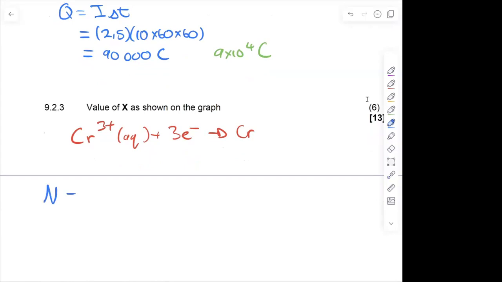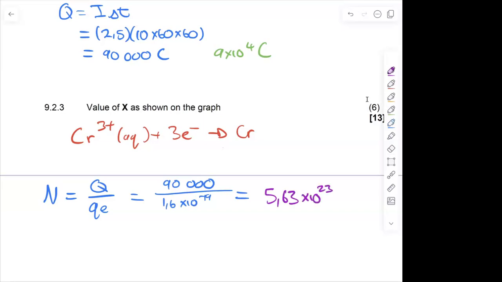My number of electrons is going to be the total charge that we had above, the 90,000, divided by the charge of one electron, Qe. It was 90,000 coulombs overall. The charge of one electron is 1.6 times 10 to the power of negative 19 coulombs. Plug that into your calculator and you should get an answer of 5.63 times 10 to the power of 23 electrons. That's how many individual electrons we are going to have in that case.